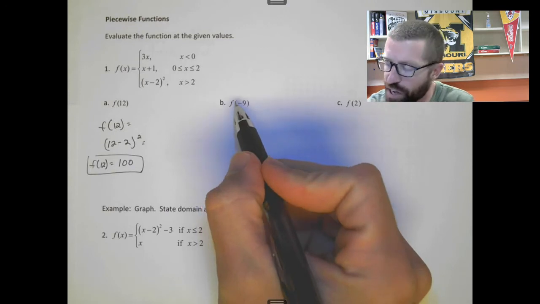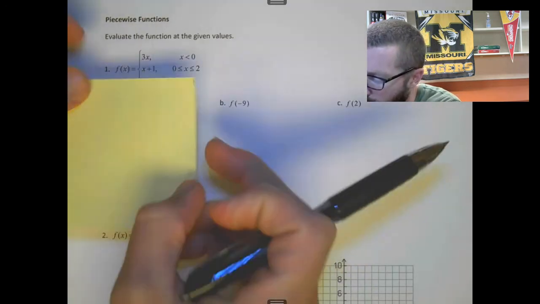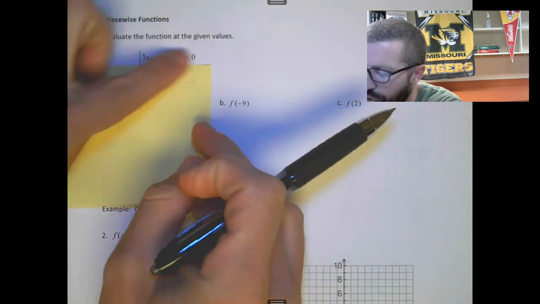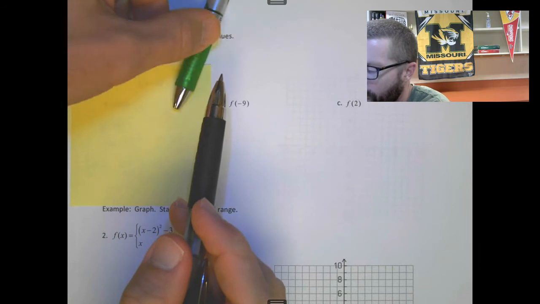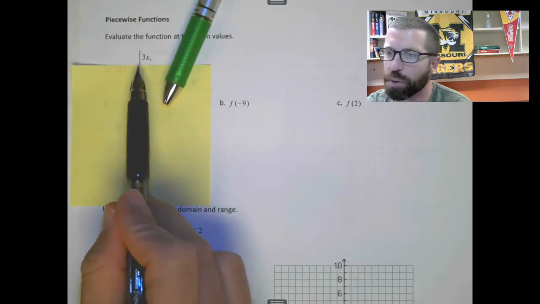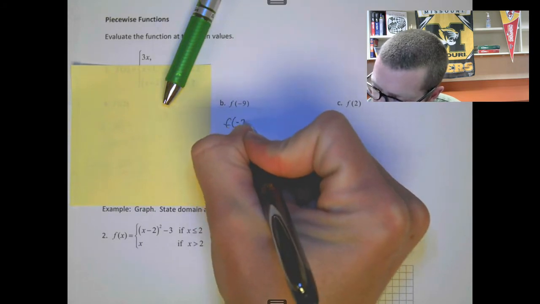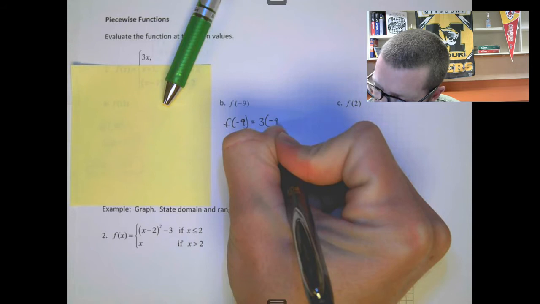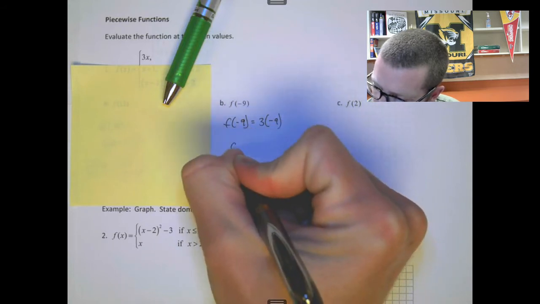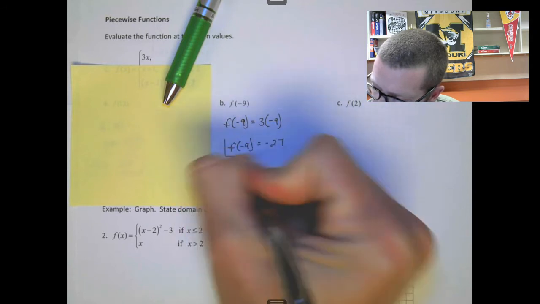f of -9, you've got to figure out where it is. That's the top function. So let's get rid of the bottom two because -9 is less than 0. And now that you don't need that 0 anymore, you can cover that up too and just say, I'm going to plug it into 3x. So f of -9 is equal to 3 times -9, so f of -9 is -27.